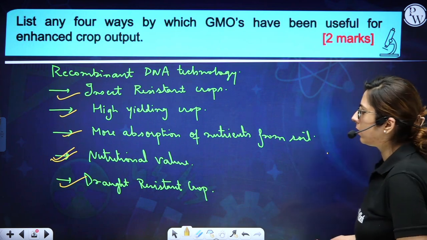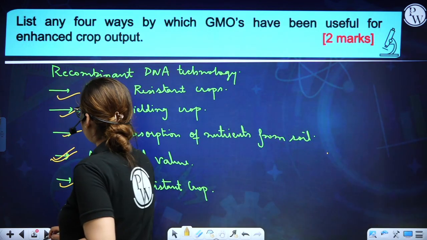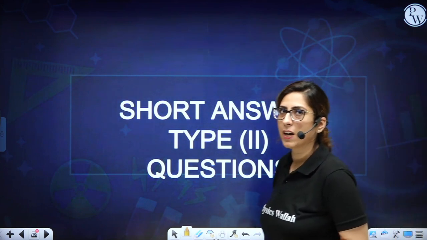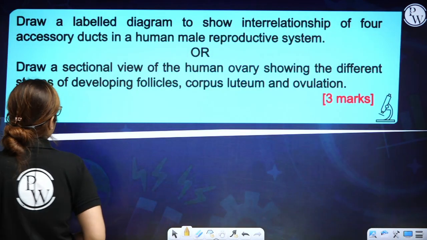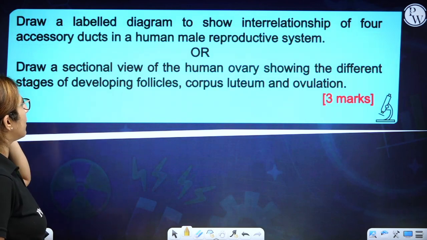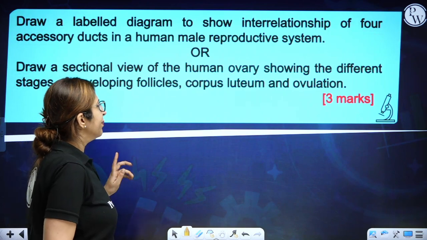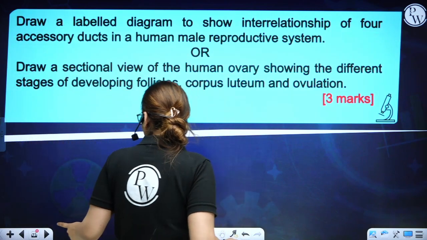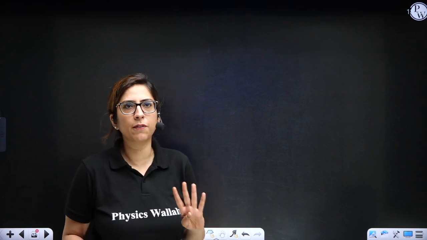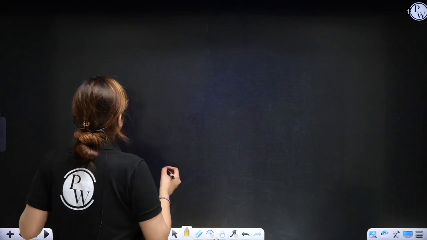Okay. Now, moving on to the next, short answer type questions, type 2. They are of 3 marks, so answer accordingly. Draw a labelled diagram to show the relationship of 4 accessory ducts in the human male reproductive system. This is also directly from your NCERT, but it's okay, we are revising. So let's draw that diagram as well.